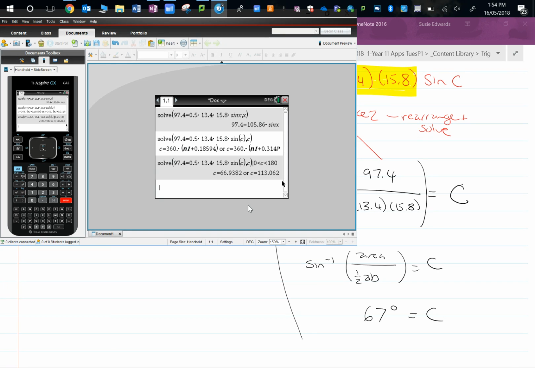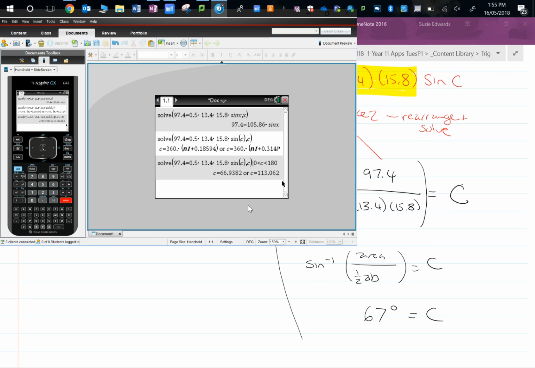However, the question says: find the value of A, B, C in each of the following, correct to the nearest degree, given that each triangle is acute angled and the area of each triangle is as stated. So if each triangle is acute angled, which answer's right? 66. And what you'll notice is that the 2 numbers always add up to 180. So it will direct you to which answer is correct. And if you don't know, just put both of them in.